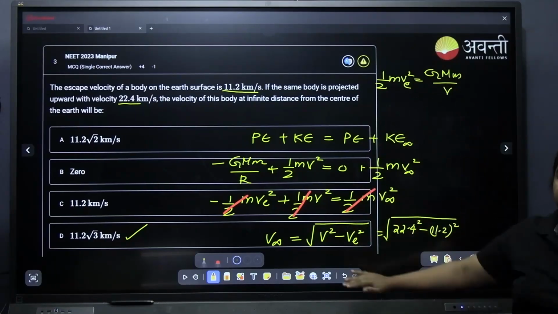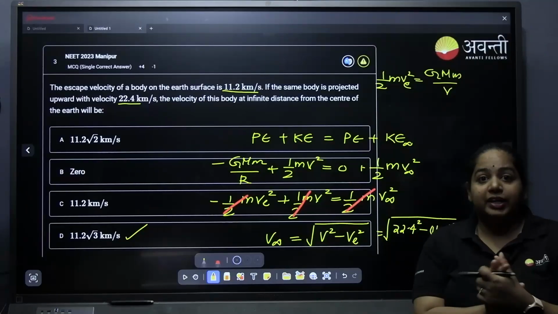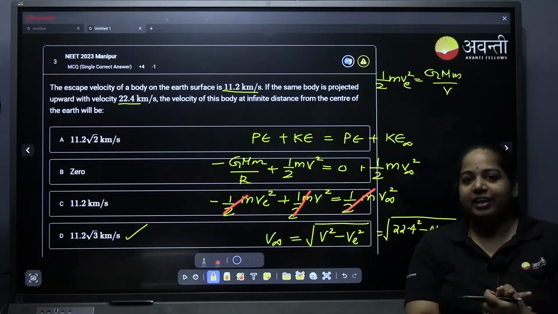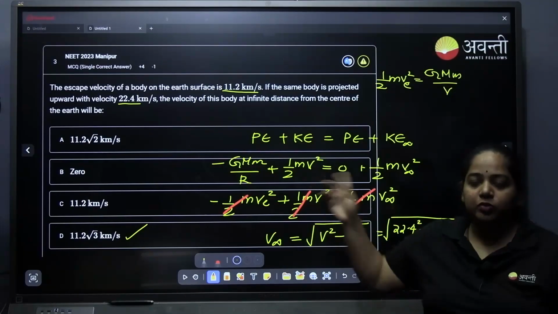I hope everybody understood this. So basically energy conservation is very important. We have to apply that energy conservation equation in so many questions. Okay, so be thorough with that.